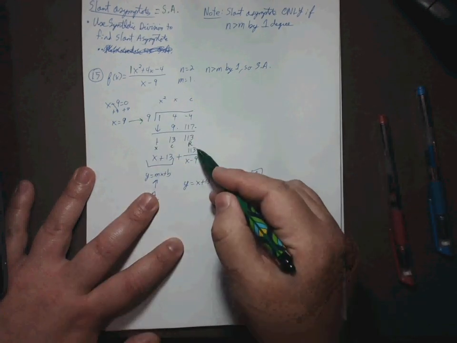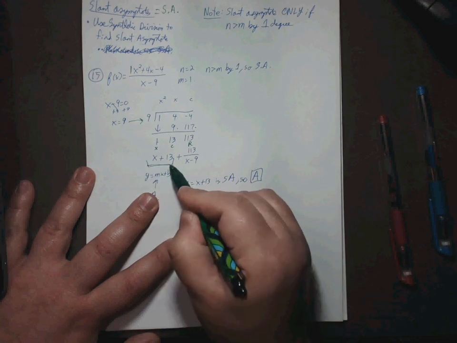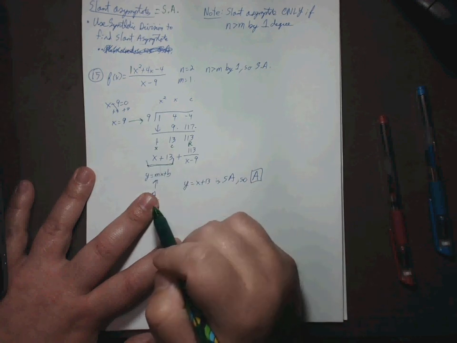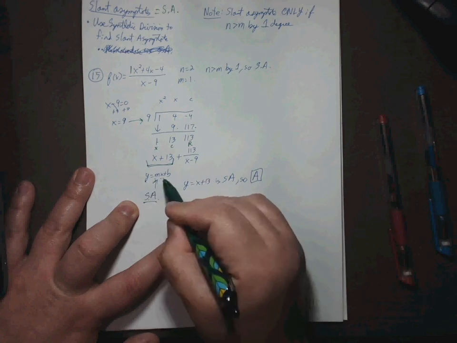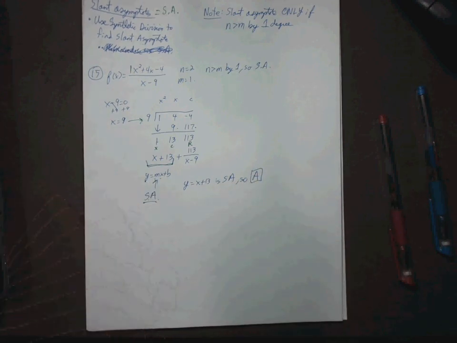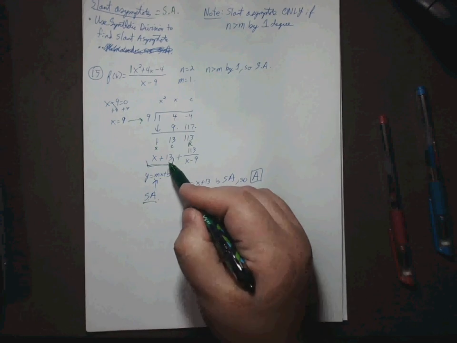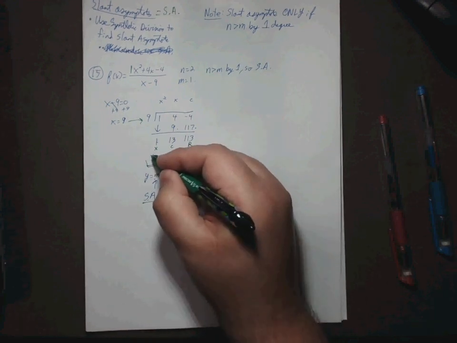Okay, but this part's not important. I don't need that. What I need is this. That tells me what my slant asymptote is. It's in the form of y equals mx plus b. It's a linear equation. We can graph that. We have the y-intercept at 13, and we have a slope of 1, okay?